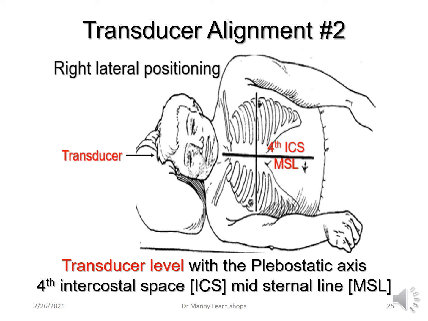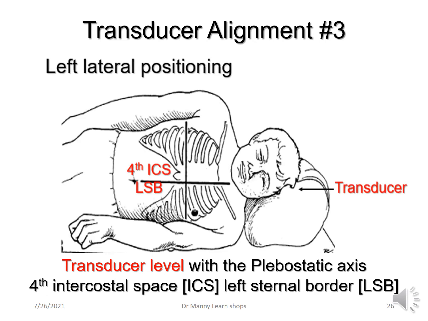Then we have another placement. If the patient has to be on their right lateral side, then the transducer level with the phlebostatic axis is still the fourth intercostal space, but the mid-sternal line. If the patient has to be placed in the left lateral position, then the transducer level is still with the phlebostatic axis in the fourth intercostal space, but on the left sternal border. But typically it's going to be the supine position.